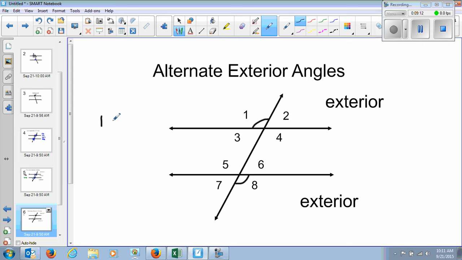So angle 1 is going to be congruent to angle 8 because they are alternate exterior angles. Now we look here, 2 is also an exterior angle. Angle 2, go to the alternate side on the other parallel line, and we see that 7 is the angle that is alternate exterior with angle 2. So angle 2 is going to be congruent to angle 7. And those are alternate exterior angles. They're on the outside, 1, go to the opposite side, and the different parallel line, 1 and 8 are alternate exterior angles. And they are congruent.